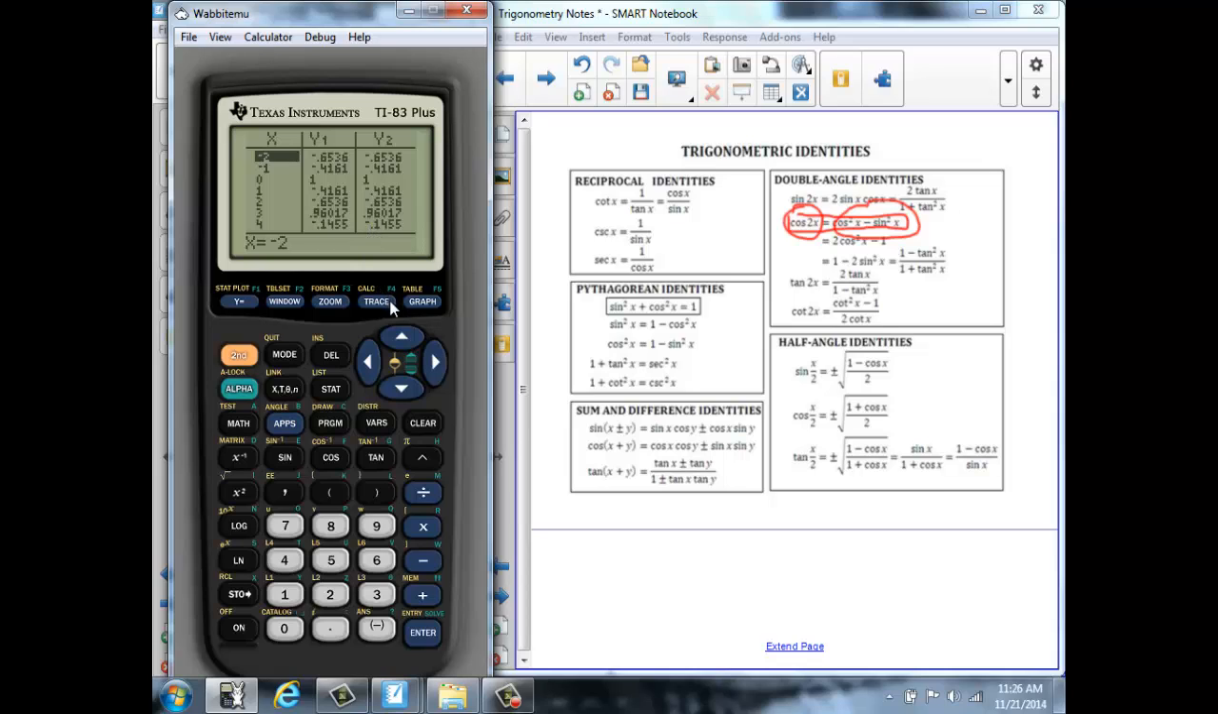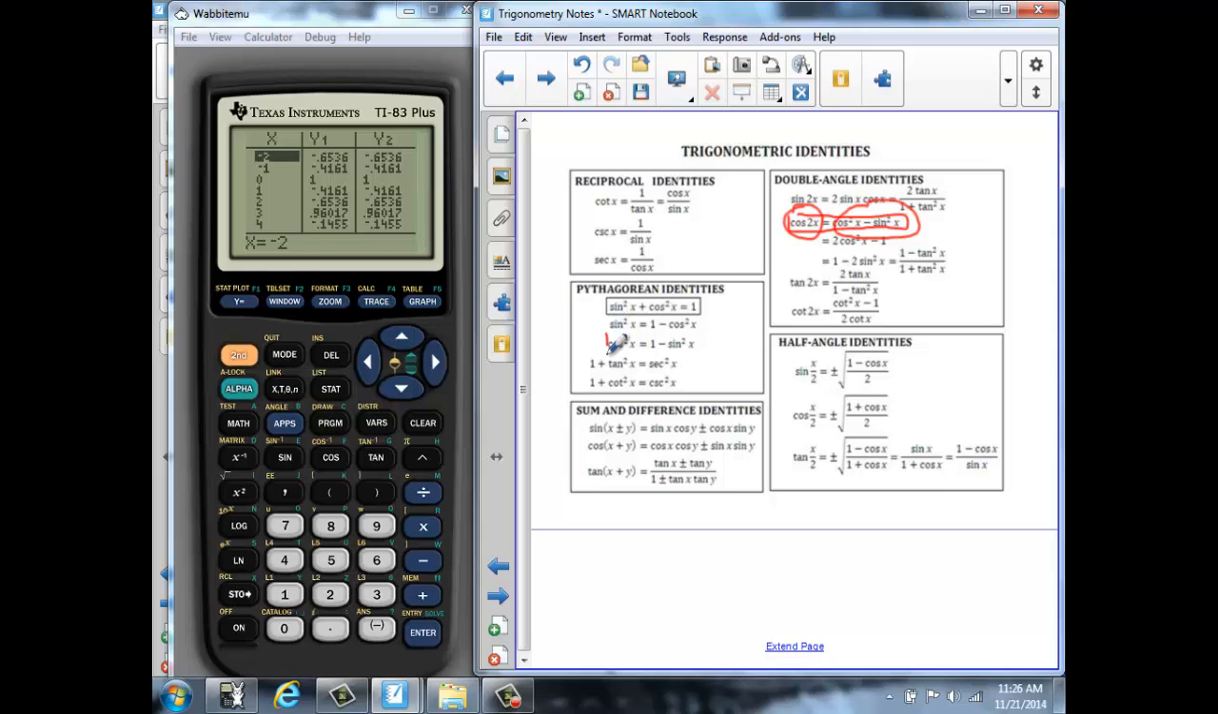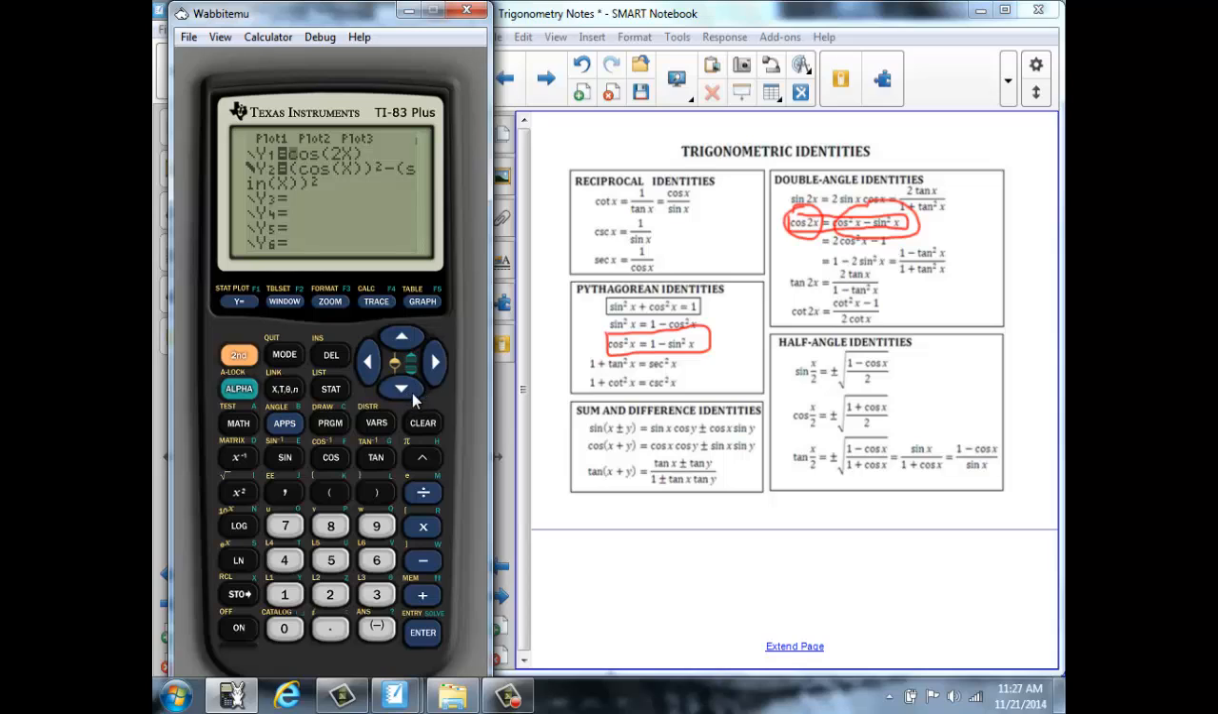Let me try it with one more of these identities here. Let me pick another weird one. Let's do one that's easier to type in. Let's try this one right here. So on one side of the equation, type in cosine squared x. So to type in cosine squared x, you have to do bracket cosine x, close bracket, and then square it. And then for the other half of the equation, go 1 minus bracket sine x, double close bracket, squared.